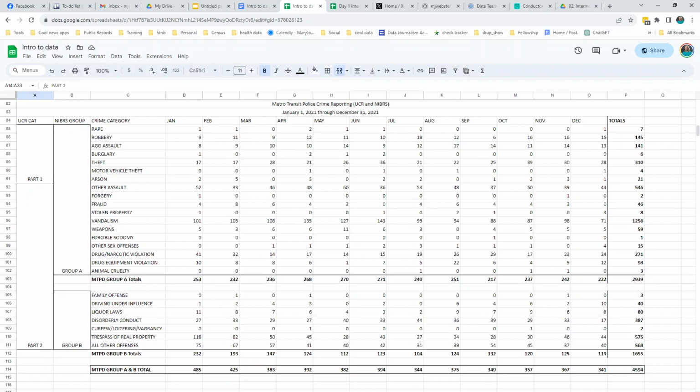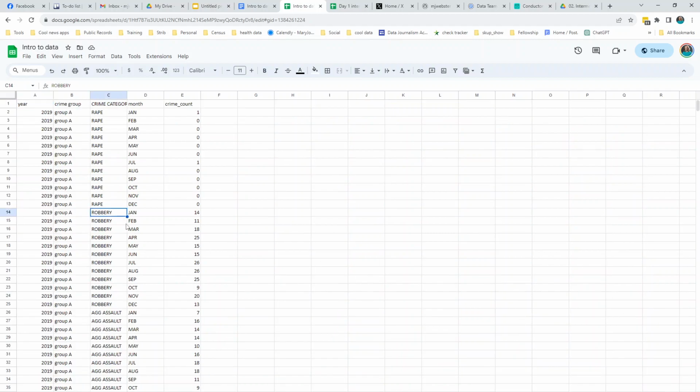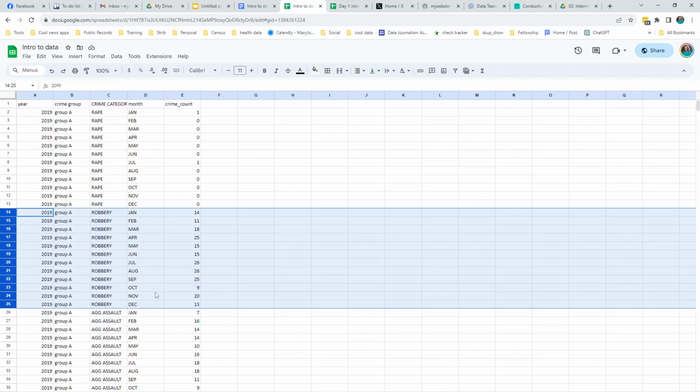So this is a situation where I turned it into long data and combined all those tables, and I labeled it. These are Group A crimes. Here's the crime, here's the month, here's how many, and here's the year. This is much more friendly for a pivot table, and I can very quickly determine which of these crimes may have gone up over time. You can collapse the months in order to get a full year of data very easily using a pivot table.